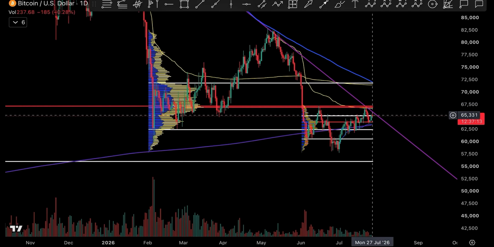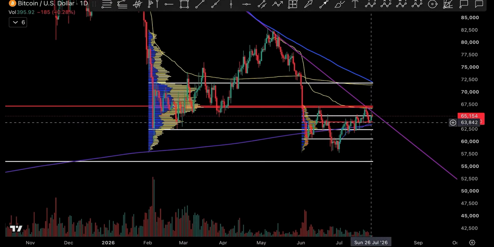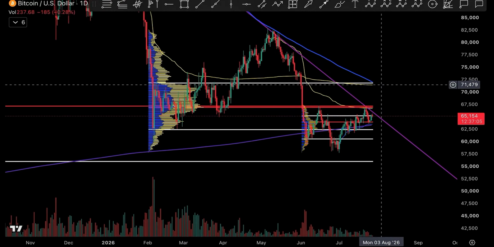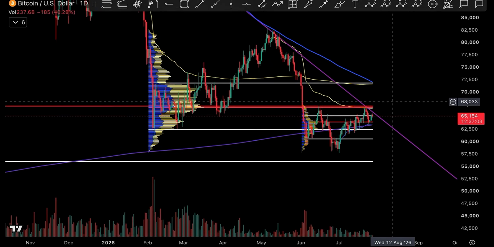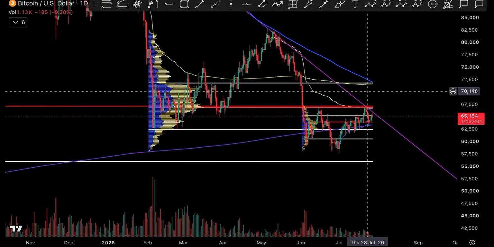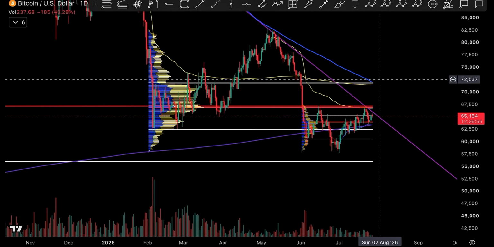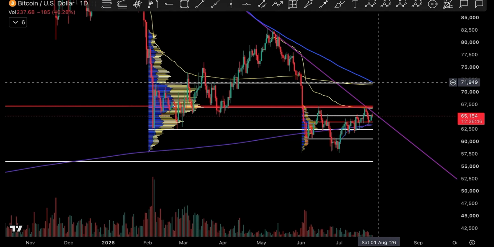And if we break this resistance here, we go higher. We might go higher until this 72K zone and then come back and test this POC, which is also, you can see, the downtrending anchored VWAP here. We could go up, test this zone. This zone has the highest confluence, guys.